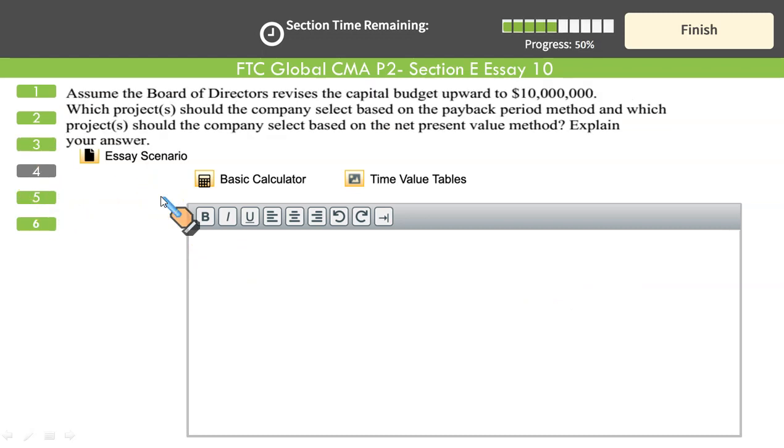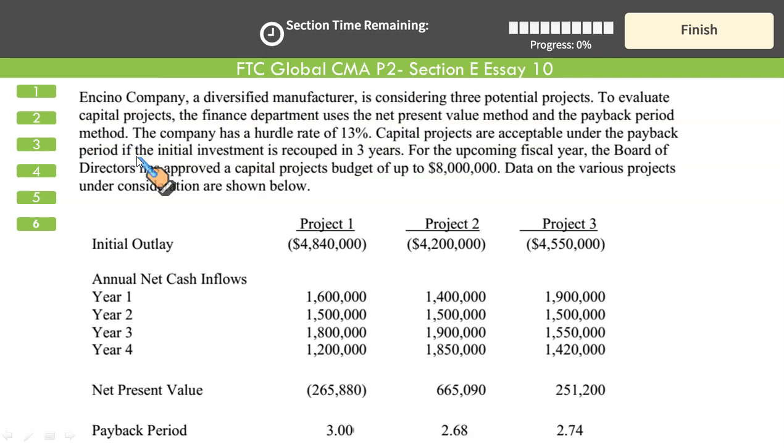Next, assume the board of directors revises the capital budget upward to $10 million. Which project or projects should the company select based upon the payback period method, and which should the company select based upon the net present value method? Explain your answer. No computations are needed because he has done everything for you. You just have to see the information and type it in.